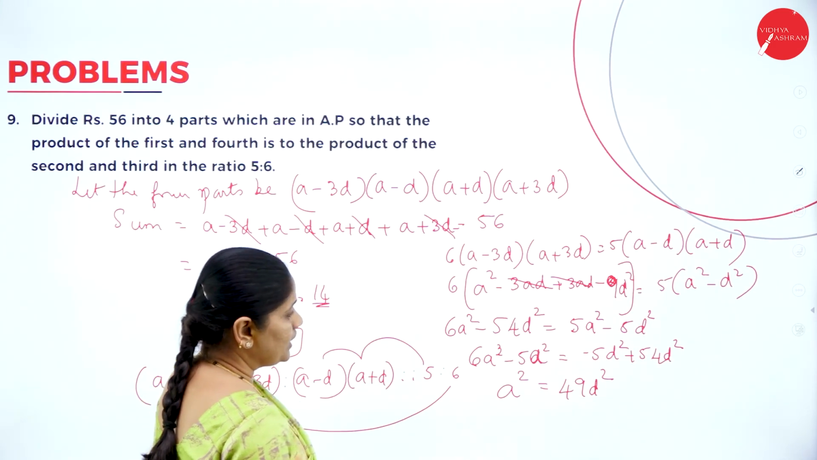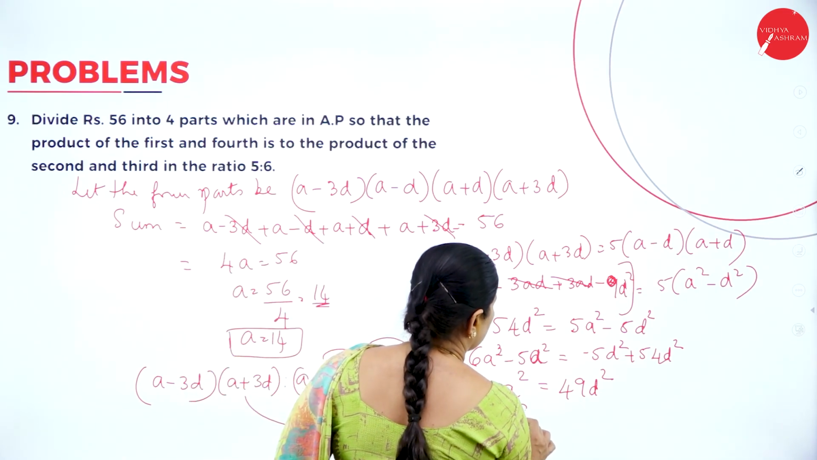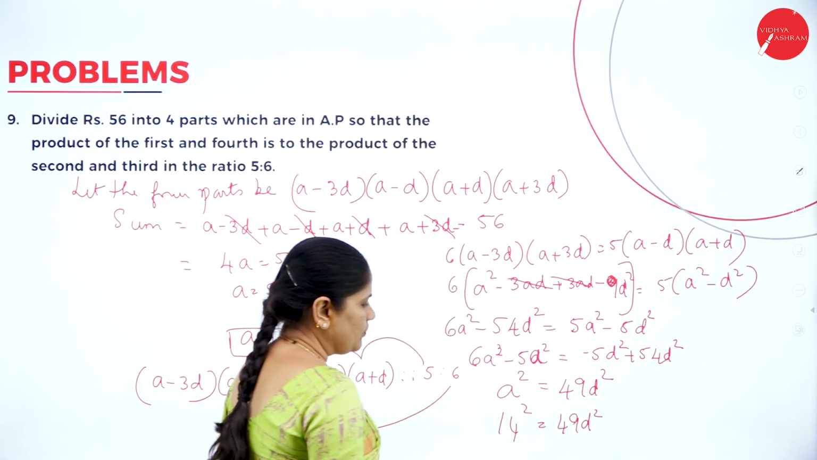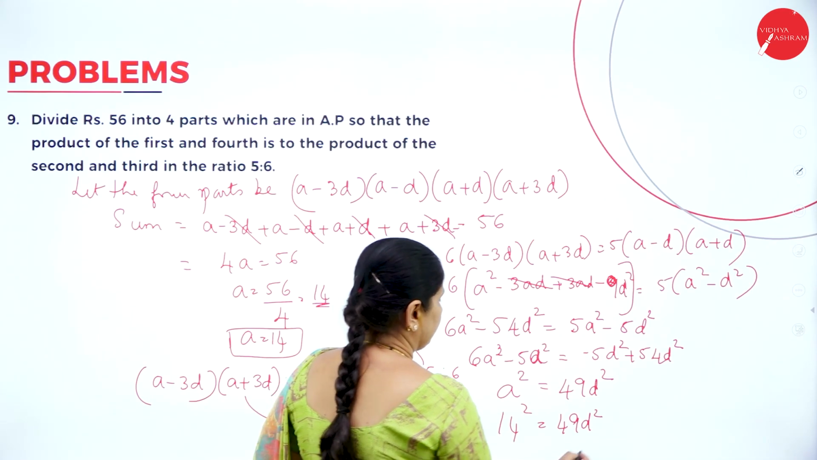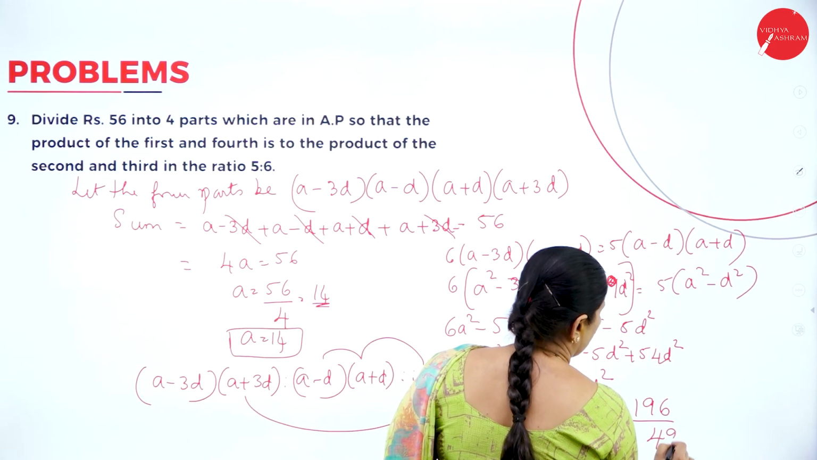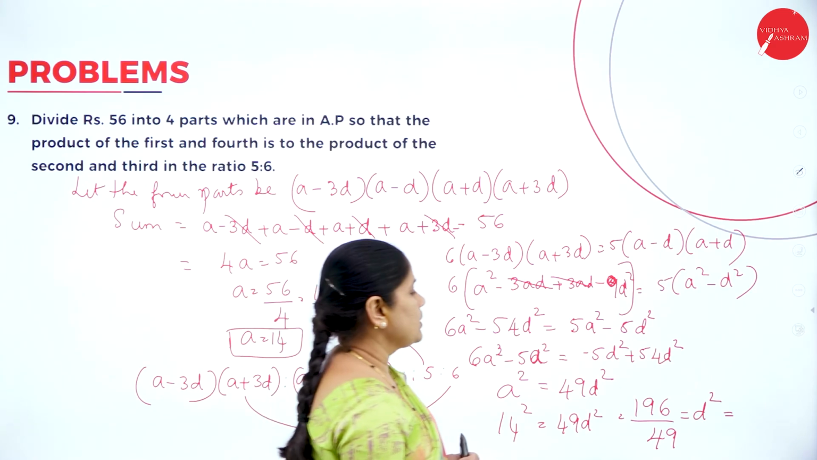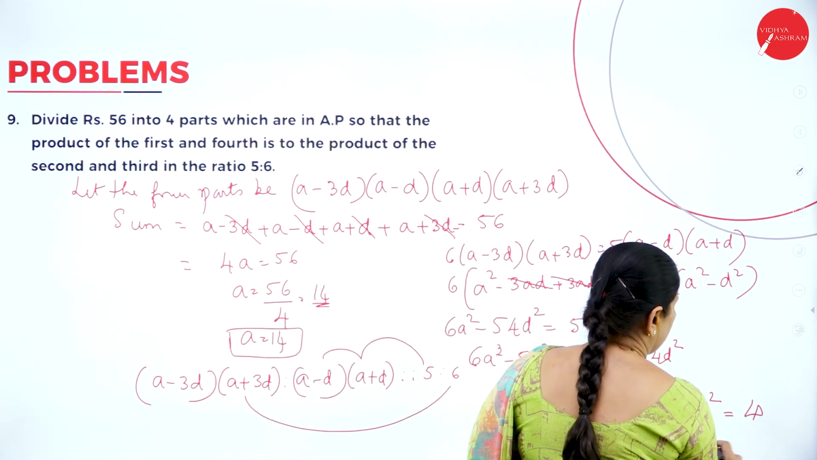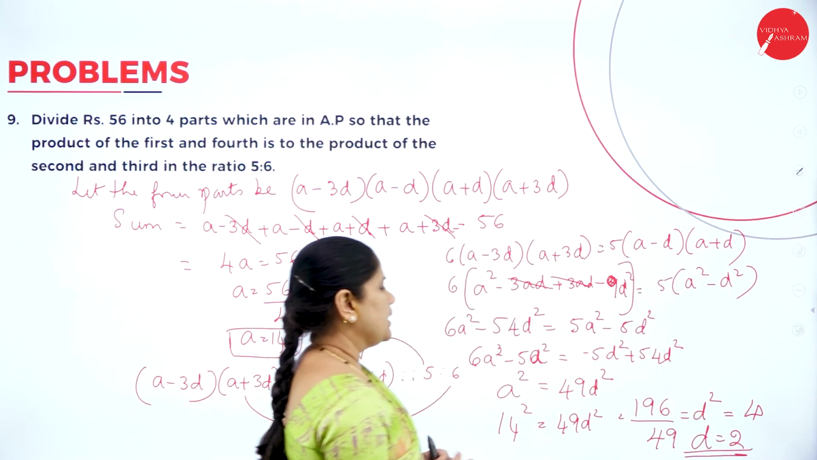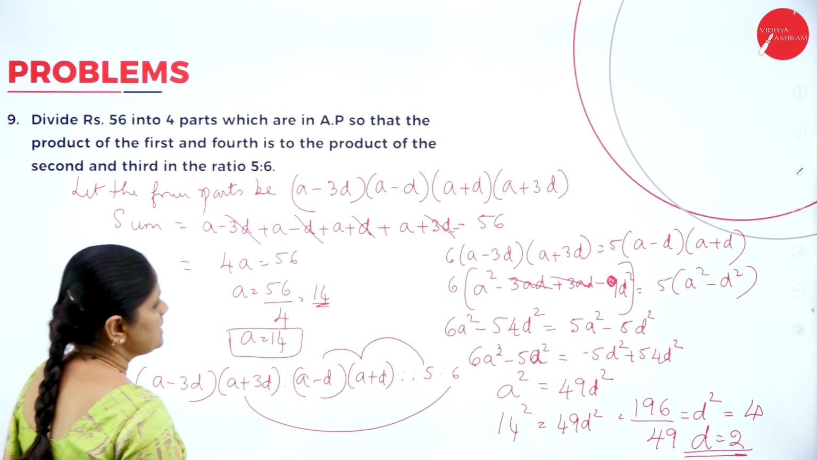But we know A equals 14. So, 14 square equals 49D square. So, 196 divided by 49 equals D square. 196 by 49 equals 4, and D equals 2 is the answer. So, D equals 2. So, we have to simplify this problem in this way.